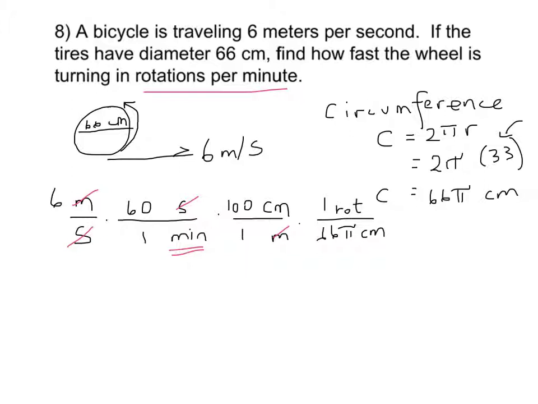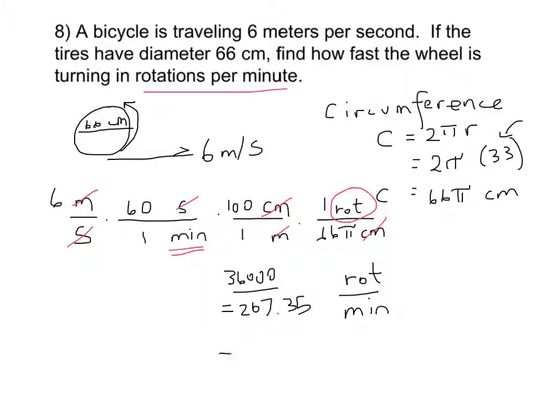And now I am able to get my centimeters units to cancel, and I'm left with rotations per minute, which is exactly what I want. So now I just need to get the numbers to resolve now that my units all work out. So I'm going to have an answer in rotations per minute. I'm going to multiply all the values across the top, which is going to give me 36,000. And then I'm going to multiply all the values across the bottom. So 1 times 66 pi, which is approximately equivalent to 207.35.